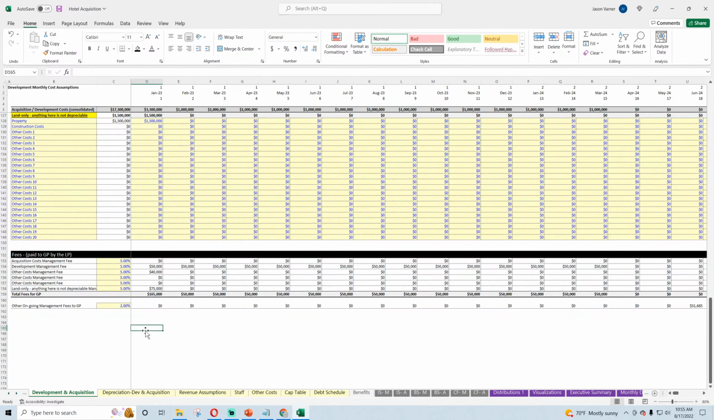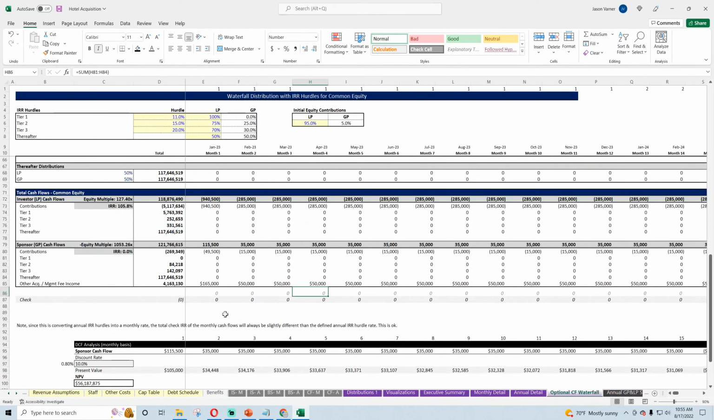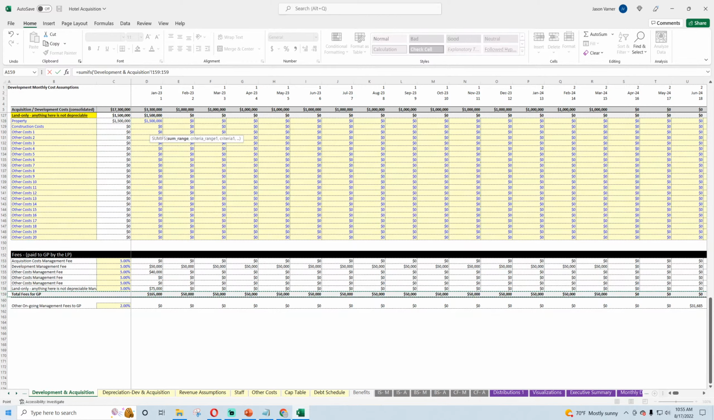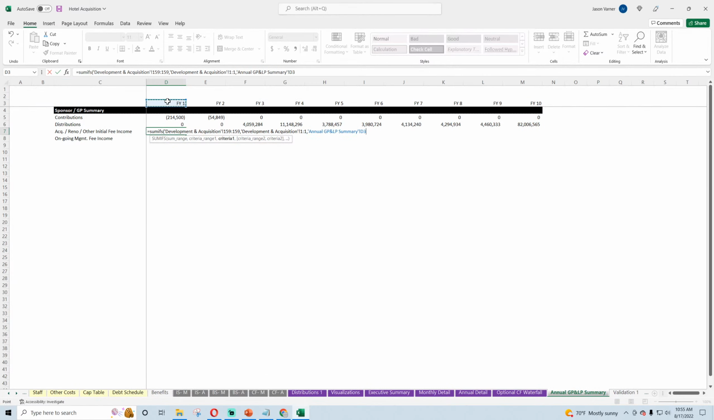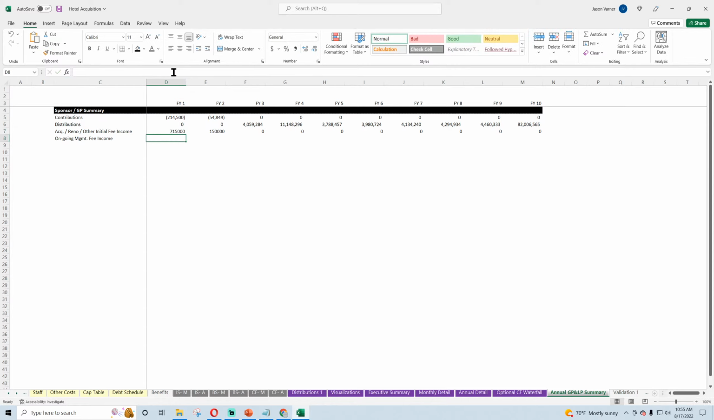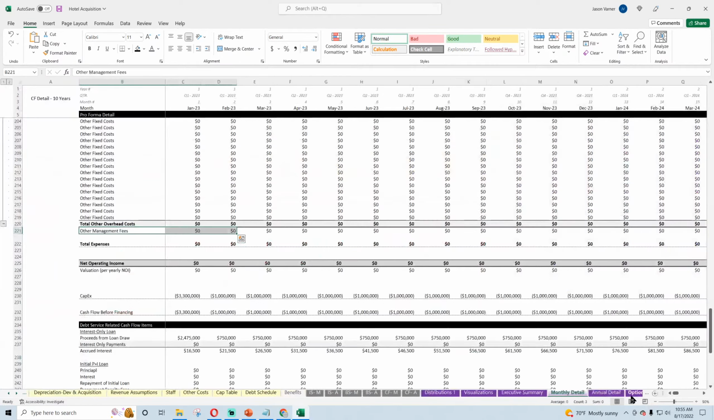So we need a year calc. Oh wait, we have it here. So we need to sum up 159 and 161. So here's all the initial fees flowing back to the sponsor. SUMIF this, if the year is matching our year over here. And then same deal on this one, but it's a couple rows down. Row 161.